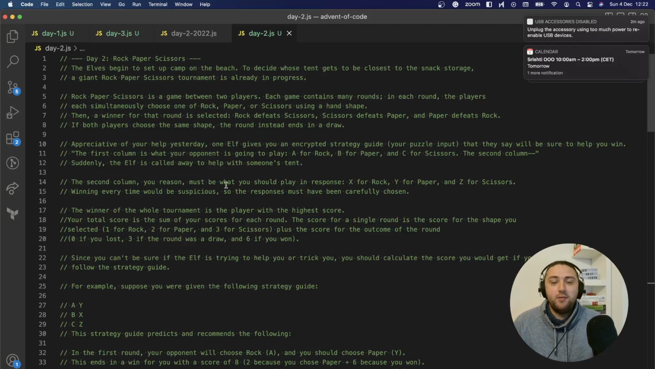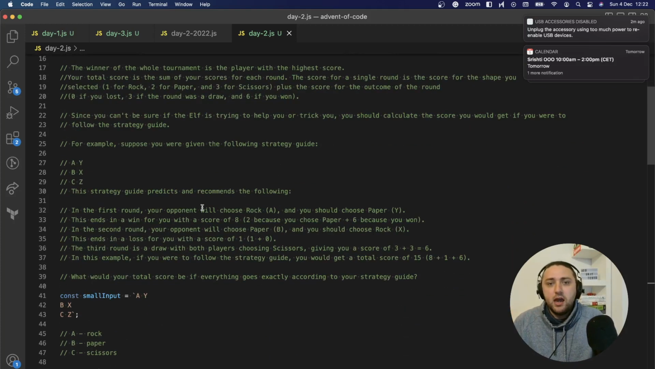The elves have made it safely to the beach and have stocked all the food in a food pile. And now they're arguing about who should sleep closer to the food stock. And they decide to solve this issue by having a rock, paper, scissors tournament. And your input file is something along like this.